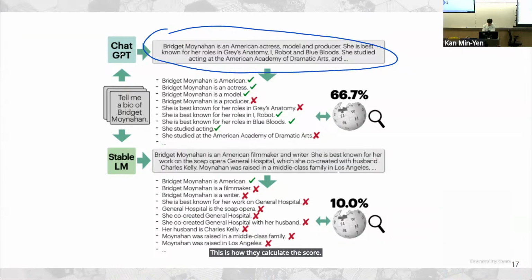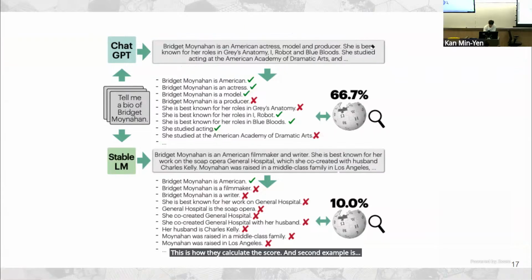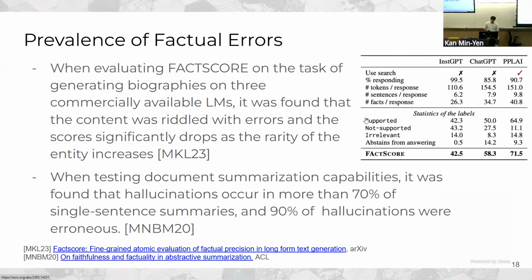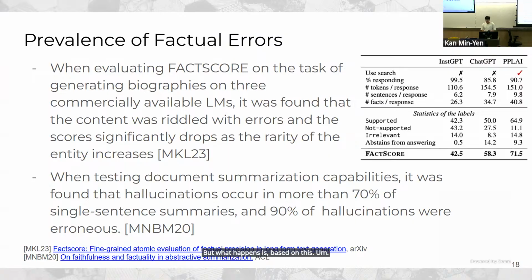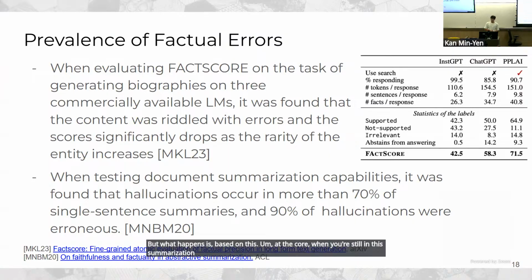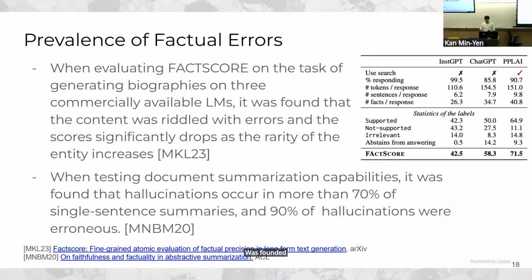And the second example is document summaries. With document summaries, you want the generation to be faithful to the text that we are generating the summary on, and also factual. But what happens is, based on this article, when testing these summarization capabilities, it was found that hallucinations occur in more than 70% of the summaries, and 90% of these hallucinations were actually wrong.